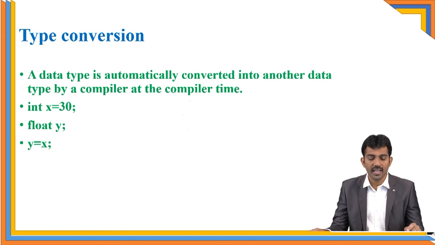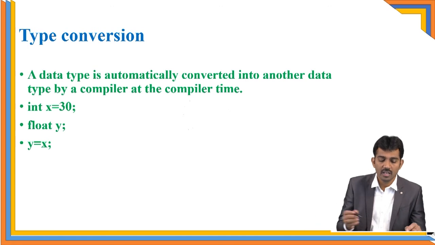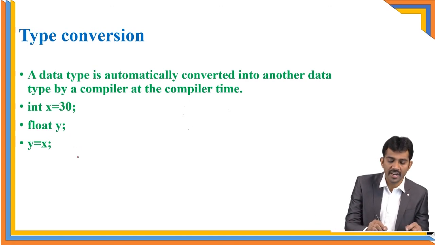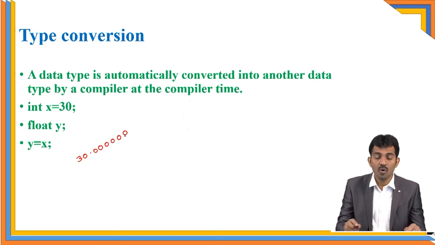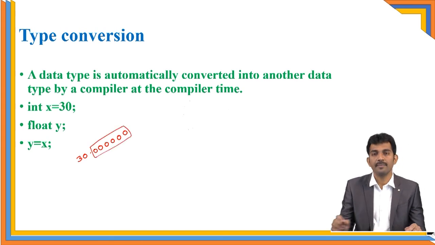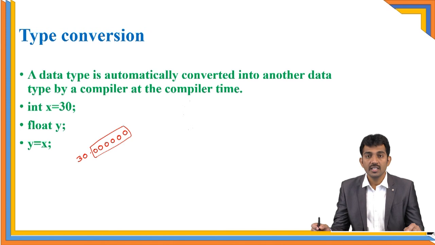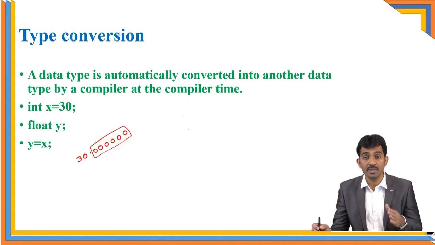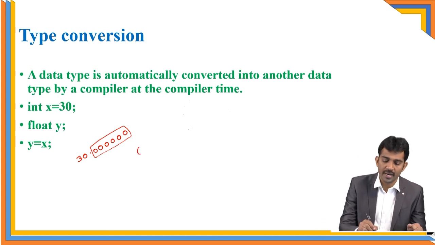See here int x and float y. If you convert it like this, what happened? This 30 is converted to 30.000000, which means float is going to handle six zeros, right? Like this. Is this clear? This is called type conversion. Type conversion is by default. Typecasting means you need to do it using the typecasting operator, that is brackets.